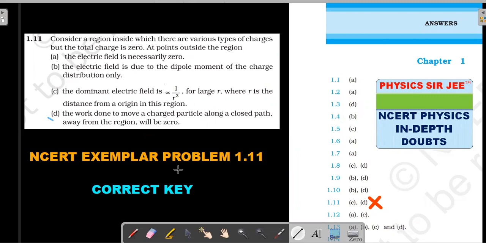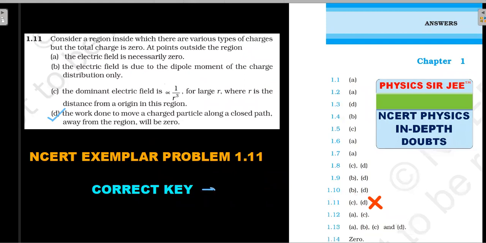No issues there, right? But the problem is with the option C. The option C, the dominant electric field is 1 by r cube, cannot be correct, because you could have a quadrupole system in which 1 by r power 4 can come. The surprising part here is they did not give B, which is perfect, right? So electric field is due to dipole moment of the charge distribution only, need not be right. It could be due to a quadrupole. So he's recognizing that B is not right, but somehow they have printed C, giving rise to the misconception among students. So this is the correct key. Answer should be only D in this problem. Okay, so correct key is only D and not the C comma D.